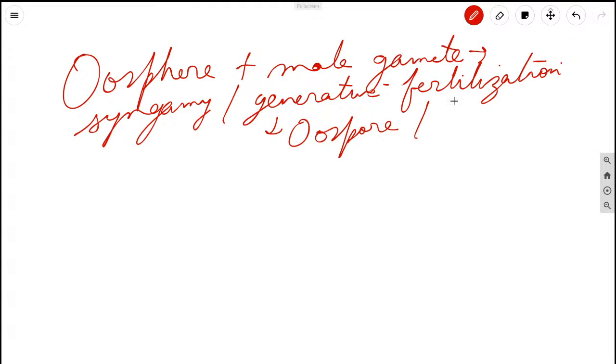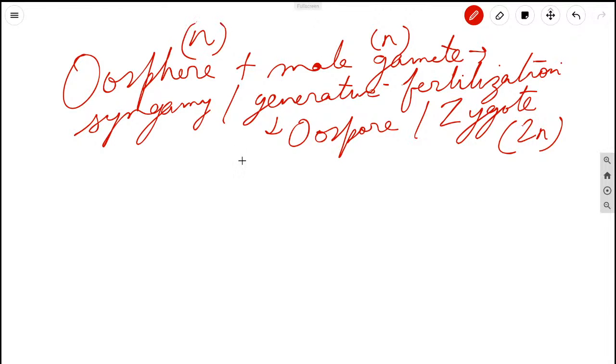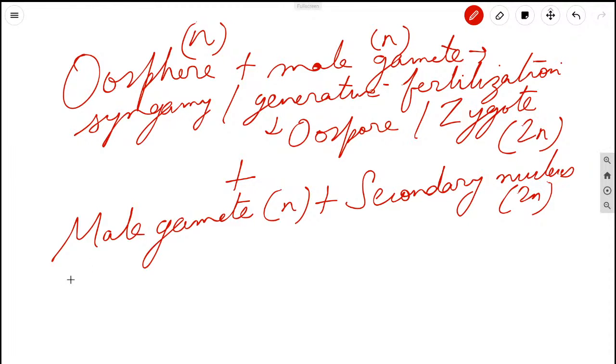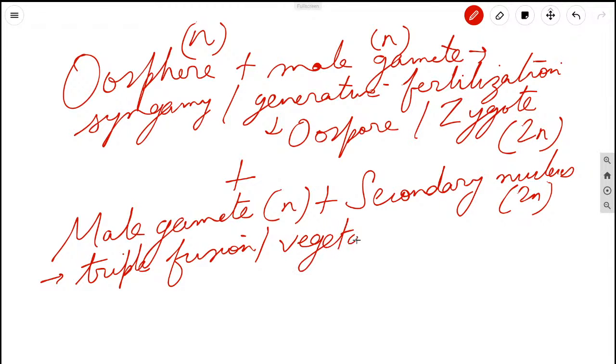Oospore or zygote, 2n. This is n, this is n, haploid, plus another independent fertilization event, which implies the male gamete, which is again n, plus the secondary nucleus at the center of the embryo sac, which has a ploidy of 2n, which is known as triple fusion or vegetative fertilization.